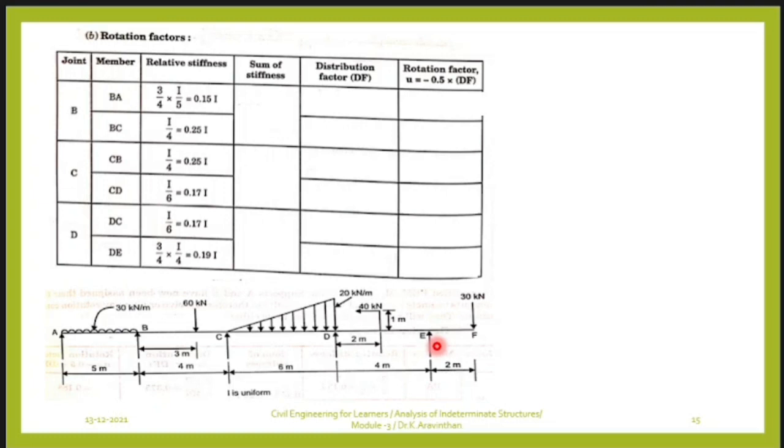Now you have to find the sum of stiffness, that is 0.4 I, and next is 0.42 I, 0.36 I. And what will be your distribution factor? 0.15 divided by 0.4 I, 0.375. What is the other answer? 0.25 divided by 0.4, 0.625. What is the next distribution factor?